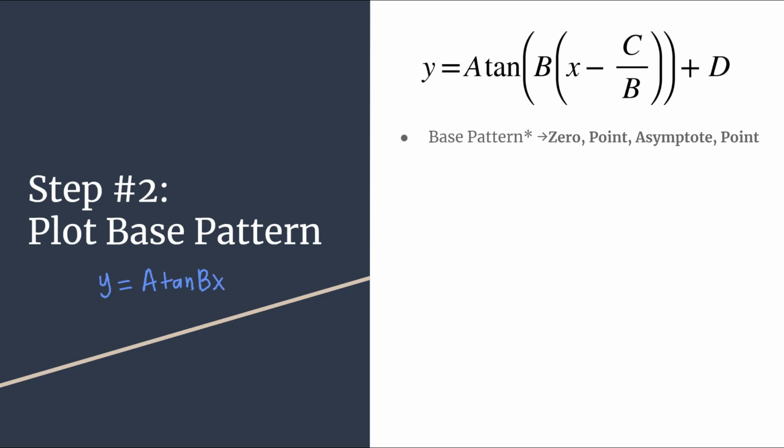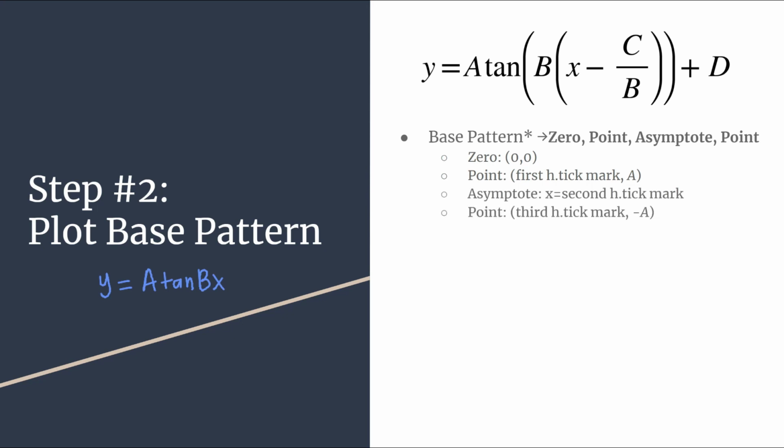Okay, so breaking those down a little bit more, we have our first 0 will be at the origin. Our point will happen at our first horizontal tick mark moving to the right of the origin, and its y-coordinate will be determined by A. The asymptote will happen at the second horizontal tick mark, and the final point will happen at the third horizontal tick mark with its y-coordinate the opposite of A. Okay, so that is a really good breakdown. We'll look at it in some examples.